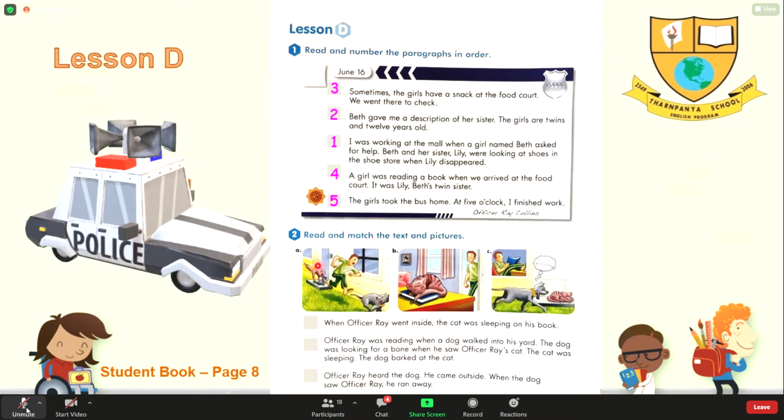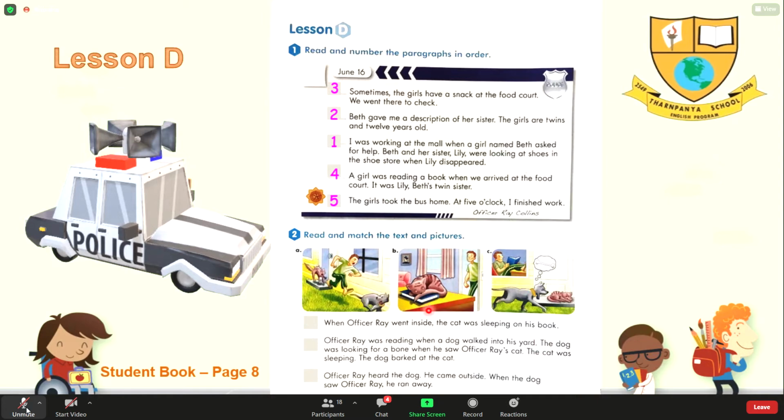Let's take a look first at each of these pictures over here. What we need to do now is to match. Turn on your cameras, please. What we need to do now is to match the picture with the text.